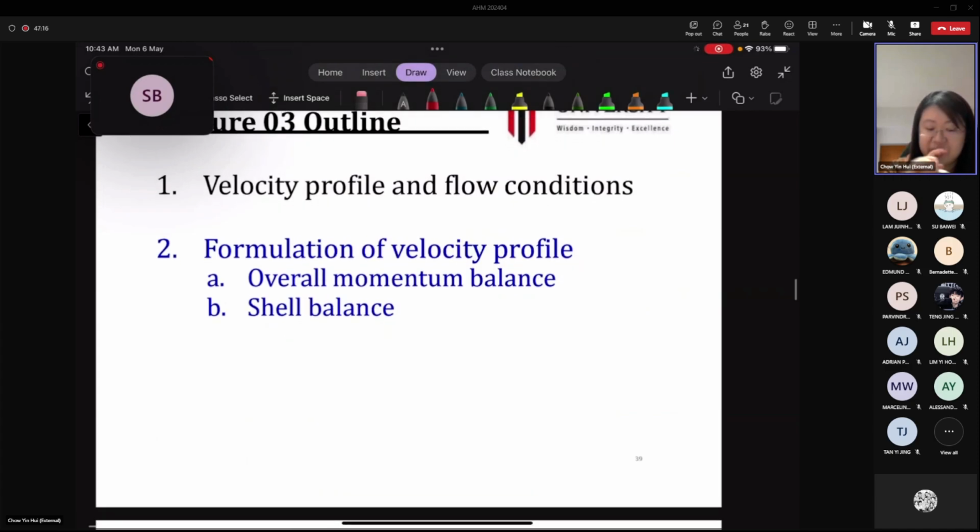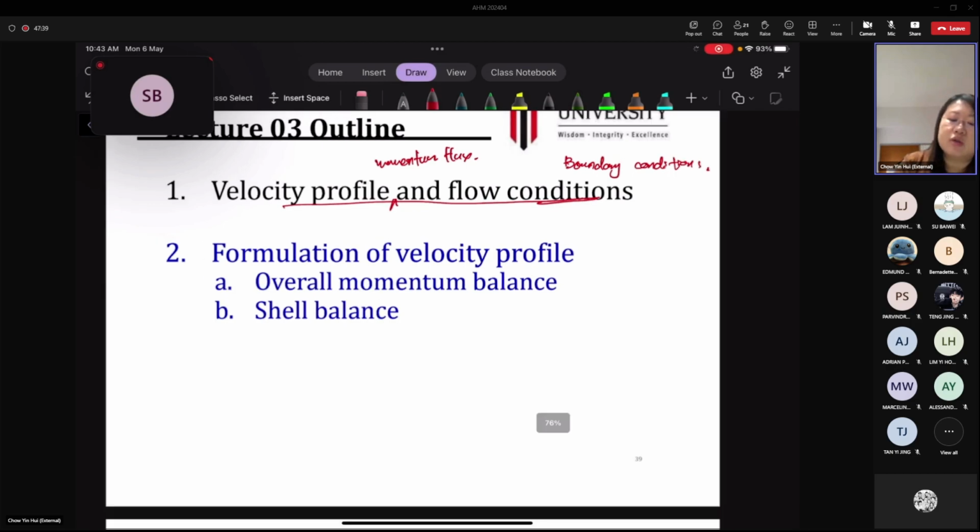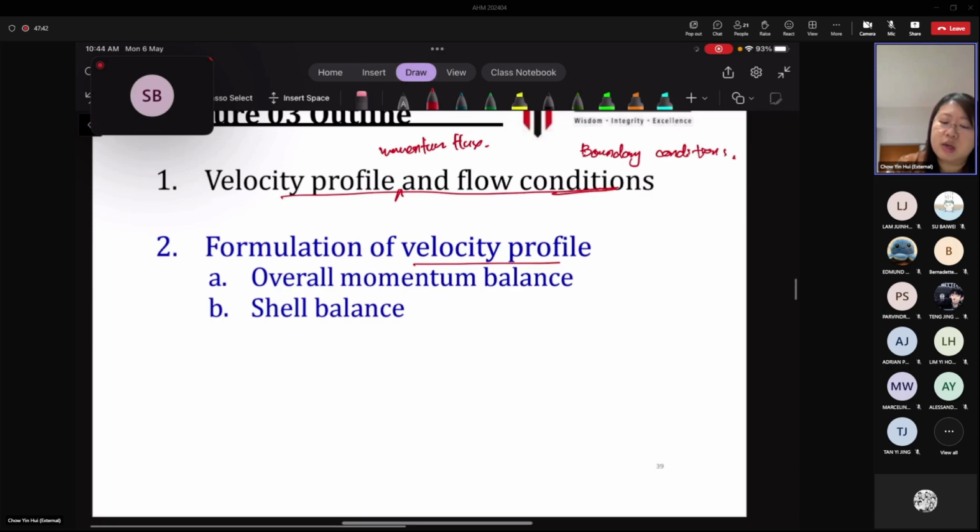Now the next part. You are now aware of the velocity profile, and we also talked about the momentum flux profile and the flow conditions, which we also call the boundary conditions, that will apply to formulate the velocity profile later. To formulate the velocity profile, we need to look at the overall momentum balance and the shell balance. The one we are going to use later is the shell balance method to solve the velocity profile, but this shell balance originates from the overall momentum balance.